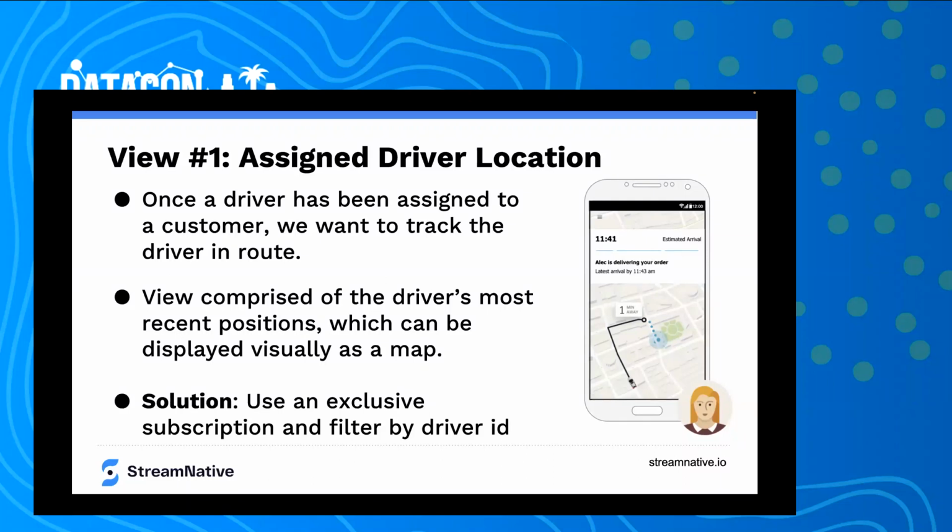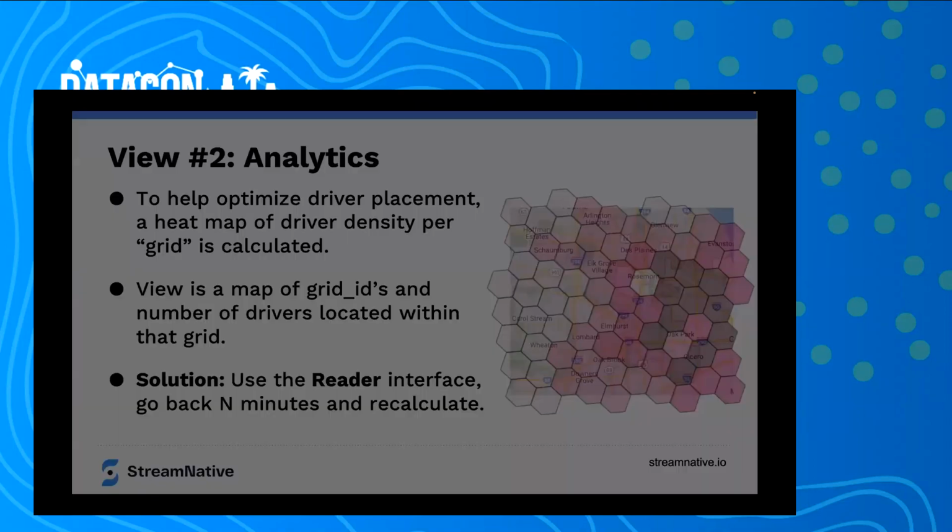Right, and this is done by using an exclusive subscription. We call it Pulsar's exclusive subscription, which means I'm reading every single record in that particular topic, and I'm filtering by the driver ID itself, or in this case, I'm filtering by the region ID because it's the region I'm already mapped in.